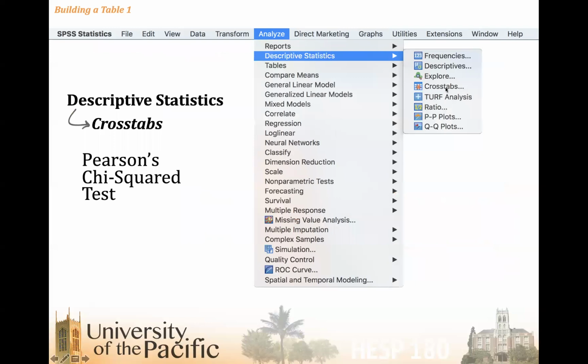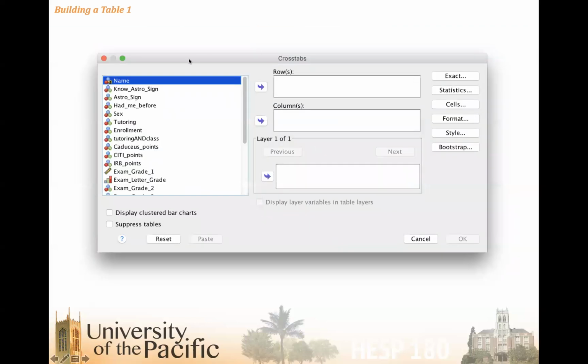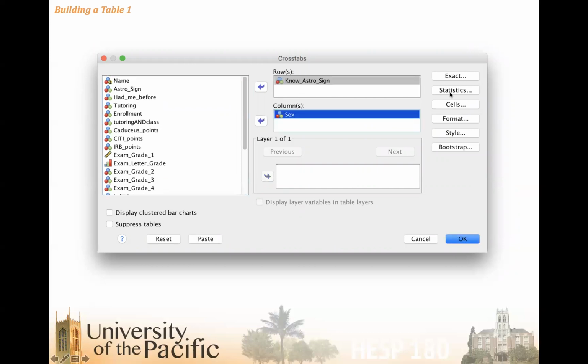So descriptives, crosstabs, and then you just drag over, say, sex, or whether somebody did tutoring, or whether somebody did the CD cert or whatever into this column, and then whatever other categorical thing into this column. This one's sex and astrological sign, whether they know it. So male, female, coded as 0, 1. Do you know your astrological sign? 0 is I have no idea what it is. 1 is I know for sure, I read my horoscope this morning.